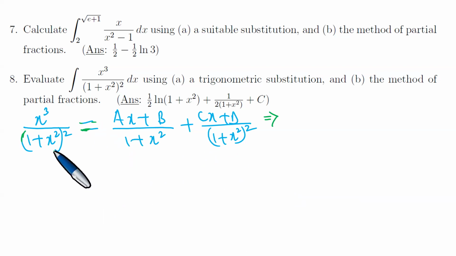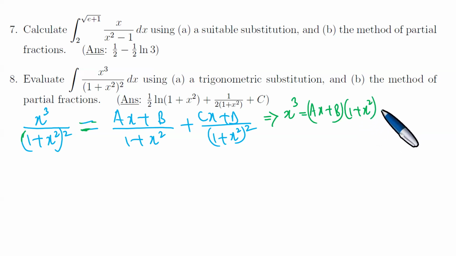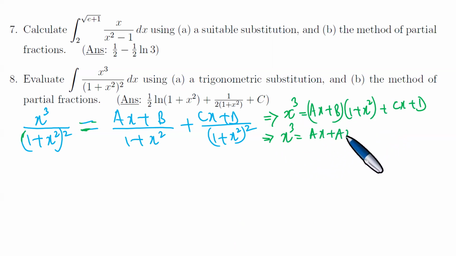You are able to see that we can multiply through by the denominator, giving us x cubed equals Ax plus B times 1 plus x squared, plus Cx plus D. So that by distribution, we have Ax and then Ax cubed, B and then Bx squared, like this.